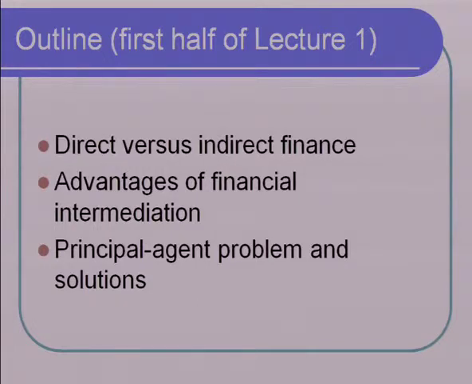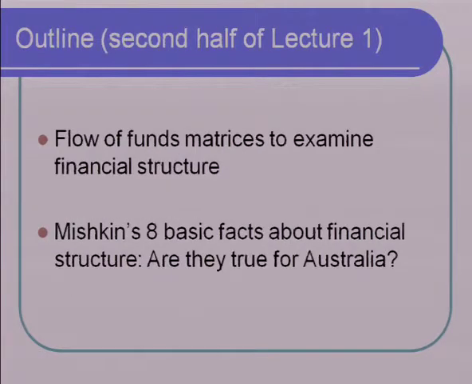So before the break we're going to have a look at direct versus indirect finance, a look at the advantages of financial intermediation, and touch very briefly on the principal agent problem. In the second half of the lecture, we're going to have quite a close look at a flow of funds statement and see how we can interpret that to determine how various sectors in the economy finance their activities, and also use the flow of funds statements to have a look at the relative importance of direct and indirect finance in the economy. That's quite an interesting exercise.